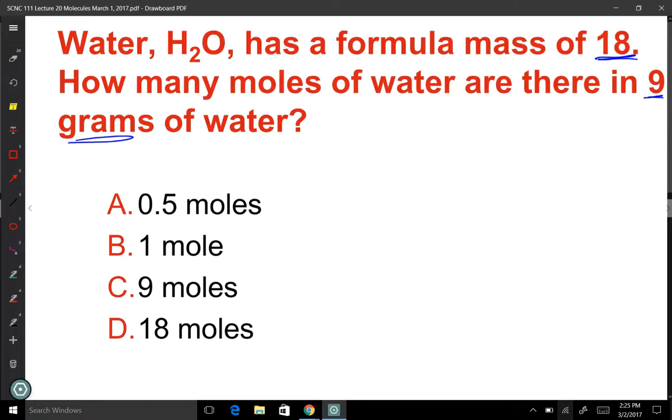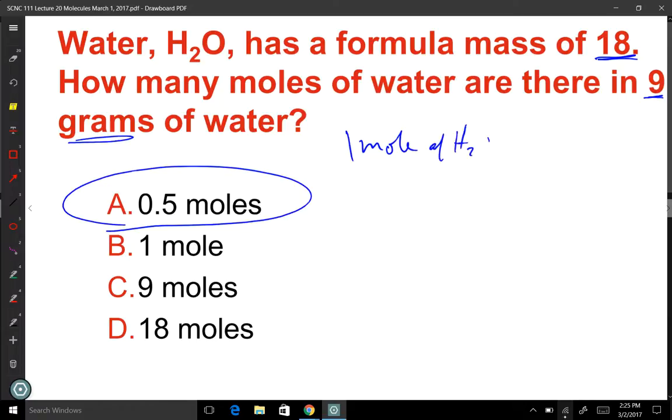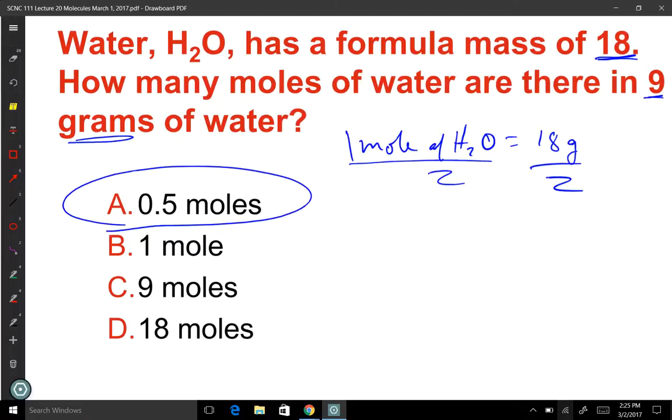Doesn't make sense. It's A. It's A. And how did you know it's A if it doesn't make sense? I don't really know, to be honest. Well, because 9 is half of 18. Isn't a mole like? So 1 mole of H2O is 18 grams. So since this is half of that, right? Which you did in your head, you just said you weren't sure. But good work nonetheless.